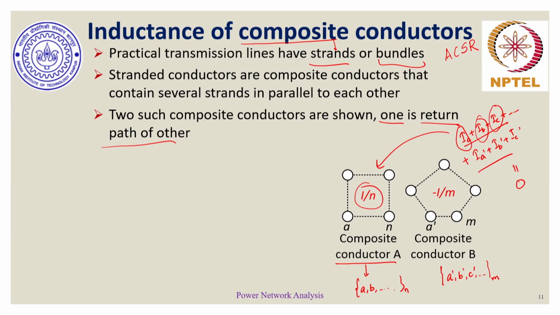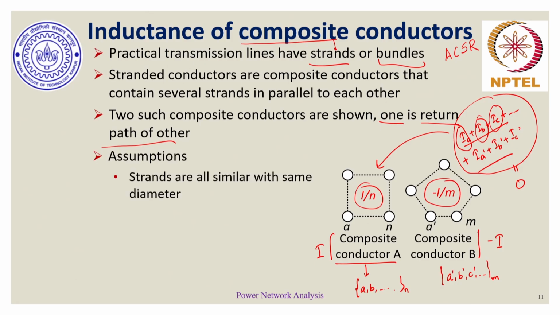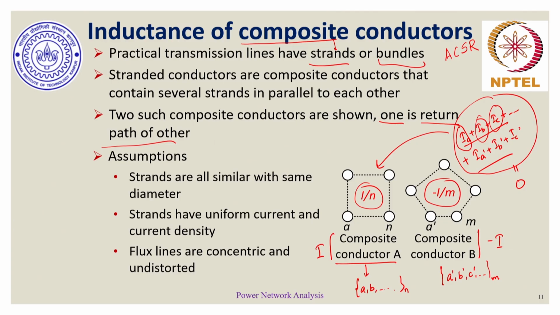Since the sum of currents is always 0, if I is the net current in composite conductor A, composite conductor B would carry current minus I because of this relationship, with current distribution being uniform. So minus I by m is the current in each individual strand of composite conductor B. Our assumptions remain the same. They are idealistic assumptions: the strands are all similar with similar radii and diameter, magnetic flux lines are concentric, current density is uniform, and no distortion is happening.